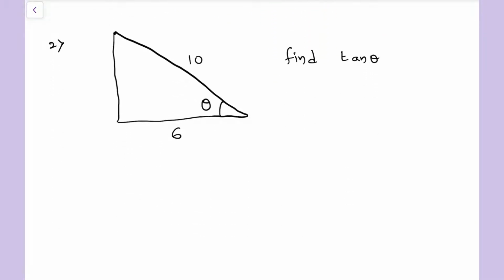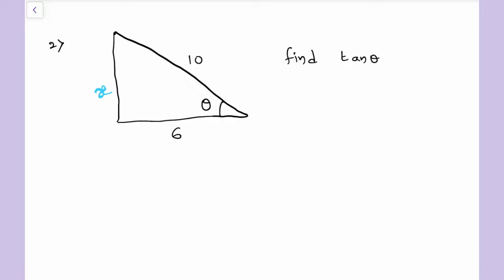Next, second type of question, where instead of 3 measurements they will give any 2 sides of the triangle and we need to find out the third side of the triangle by using Pythagoras theorem. Then we will find out what he is asking. So here one side is given as 6 units and second side is given as 10 units and the third side we need to find out. So the third side we don't know, I am taking it as some x.